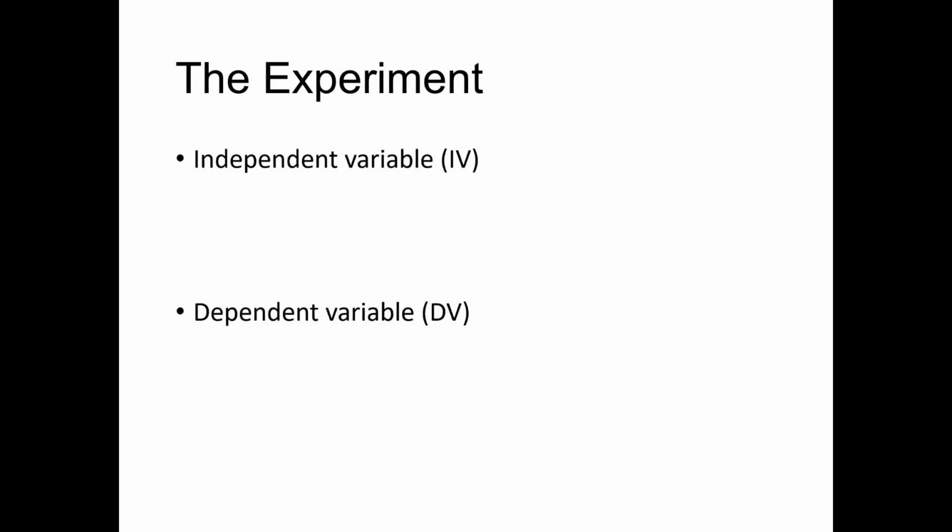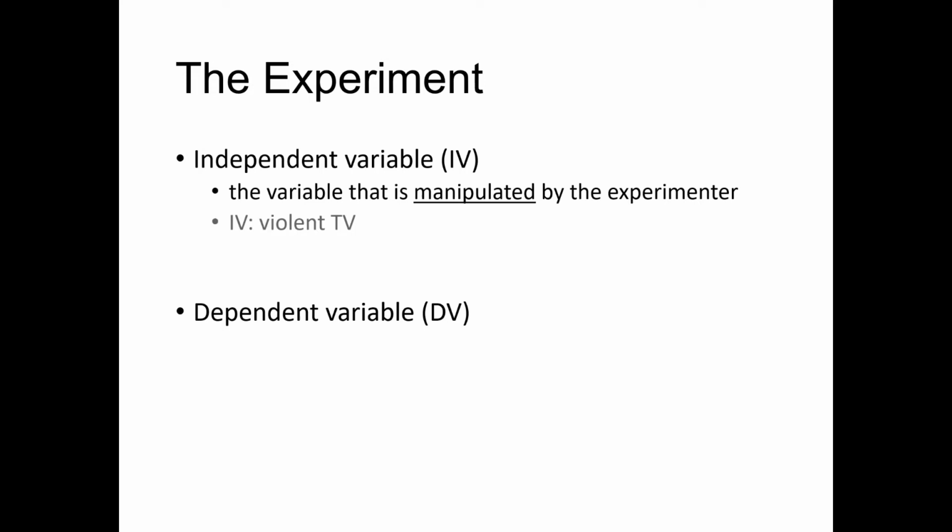In an experiment, we need to distinguish the variables into two types, which are independent variable and dependent variable. Independent variable is the variable the researcher is able to manipulate. For example, let's say a researcher is interested in looking at the effect of watching violent TV on aggressive behavior. In this case, violent TV is the independent variable because the researcher is able to manipulate or control whether the participant will be watching the violent TV or not.